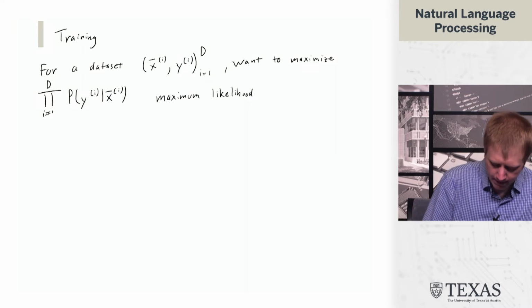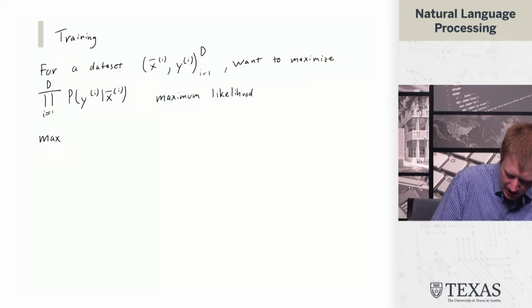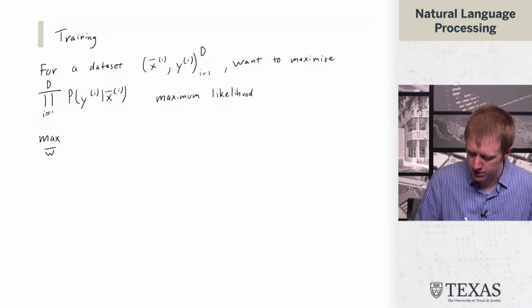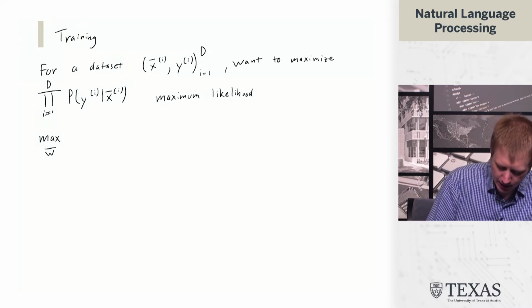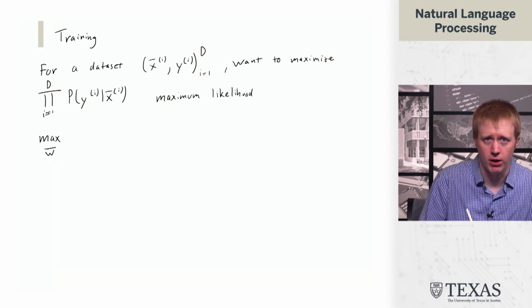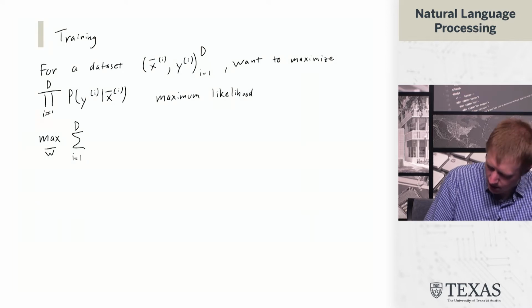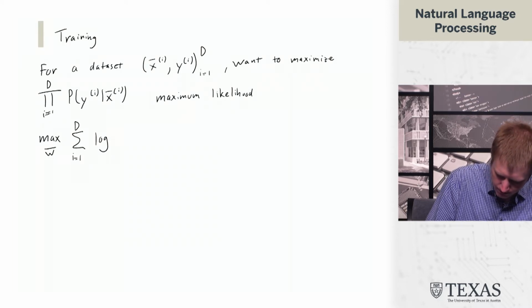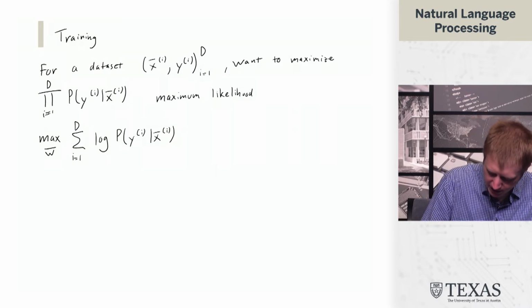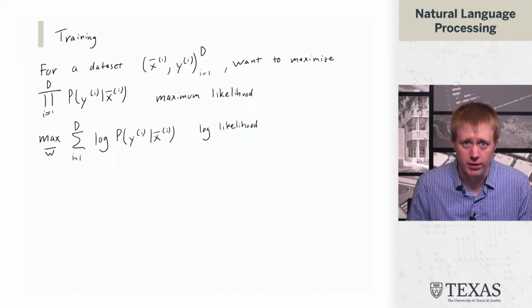Essentially, let's set our model parameters w such that the data looks as likely as possible. And so we're going to write this as a maximization over w of, now we're going to transform this likelihood expression. Okay, so now this is the log likelihood because we've taken the logarithm.